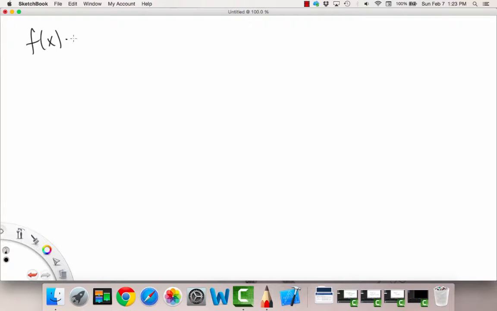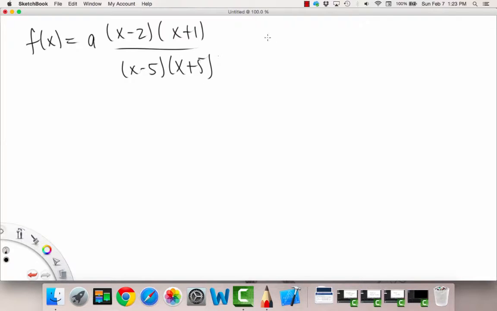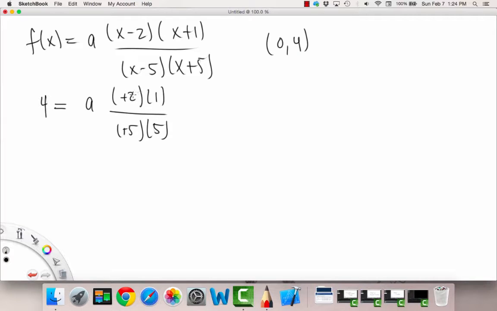So we have f of x equal to a times x minus 2 and x plus 1 over x minus 5 and x plus 5. We were given the point (0, 4), so let's plug those in. So 4 is equal to a times -2 times 1 over -5 times 5. The negatives cancel out, and we can cancel out 2 on both sides. So we get that a is equal to 2 times 25, so a is equal to positive 50.